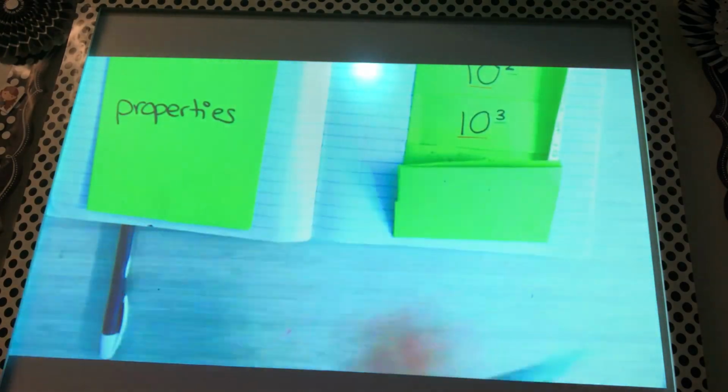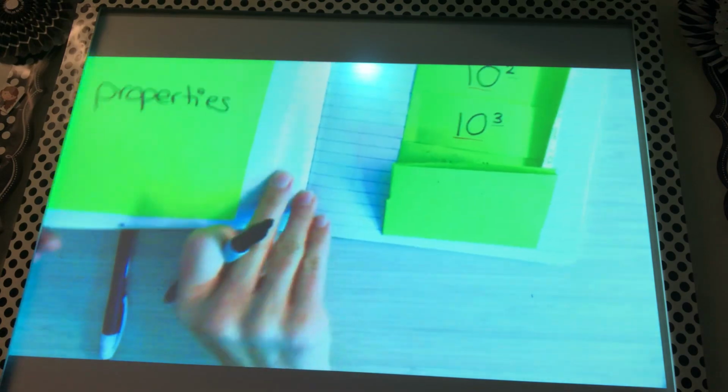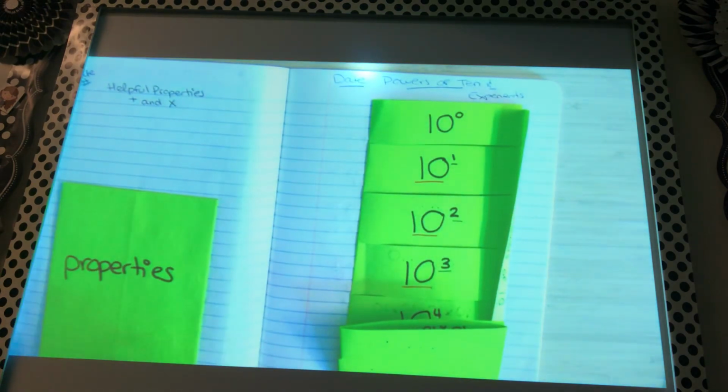So that is it for our powers of 10 and exponents video. Make sure you have those notes and also your Flippy Flappy Foldable filled in.